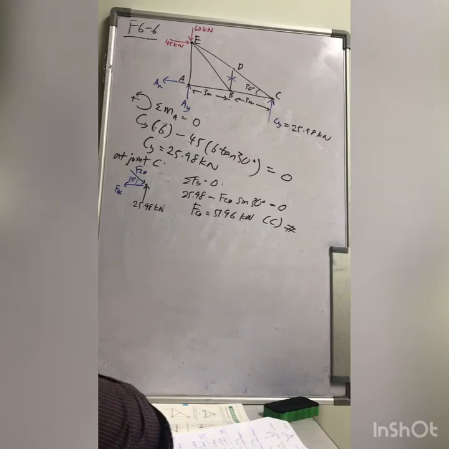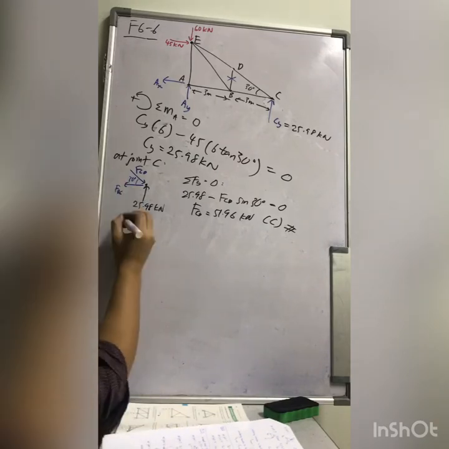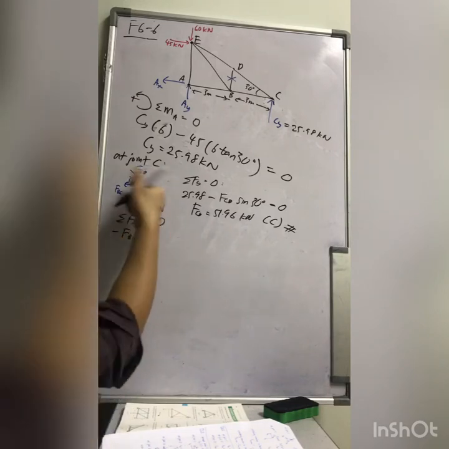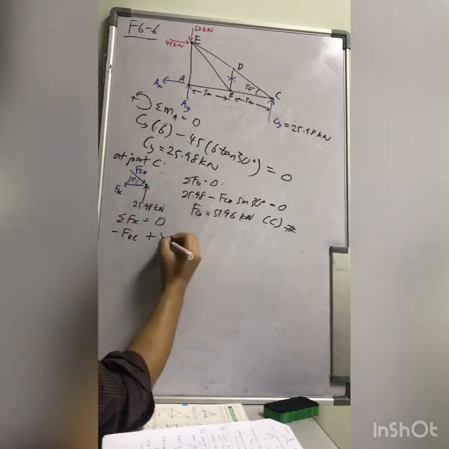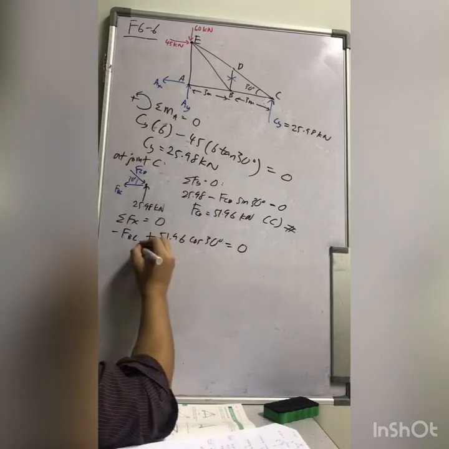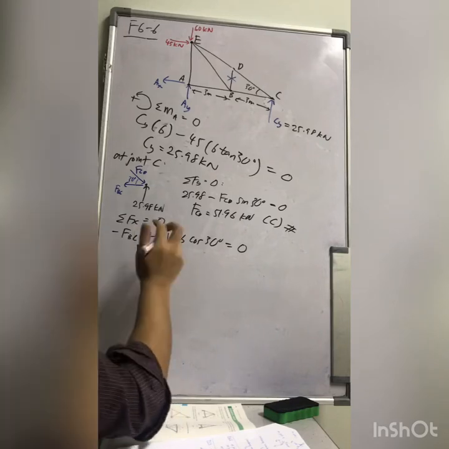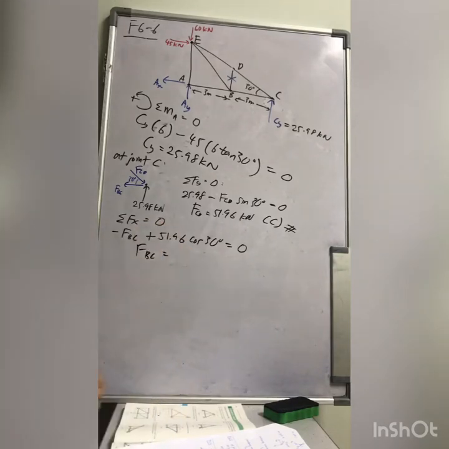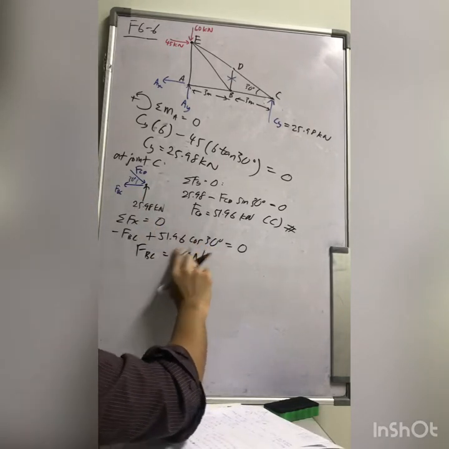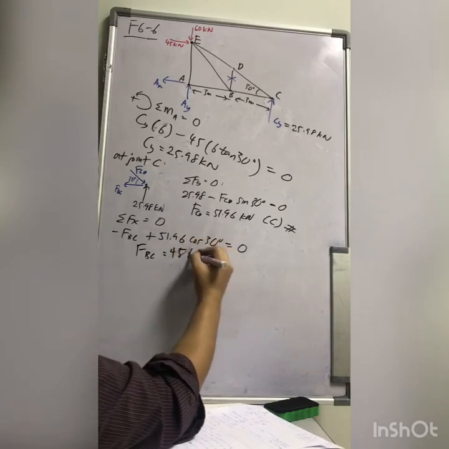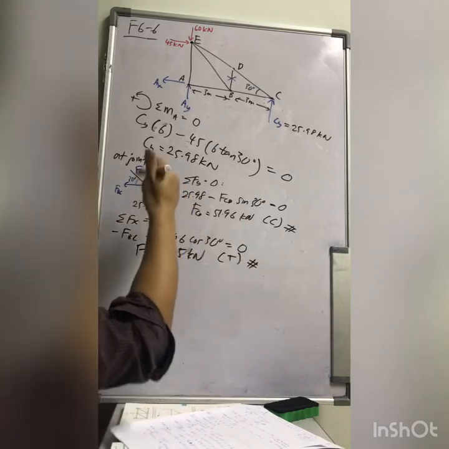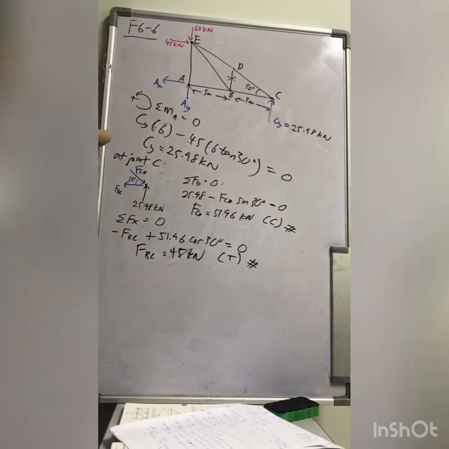Alright, so that's your first member. And the next one is FBC, which you can do Fx equal to 0, right? So this is minus FBC going to the left, plus FCD, which is 51.96, the x component is cosine 30, equals 0. So your FBC, you solve that one, again you got a positive value, which is 45 kilonewton. And because you got a positive value, the initial assumption is correct, it is tension. Right? So you got these members. Next.